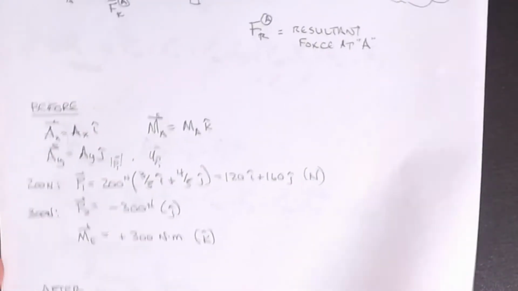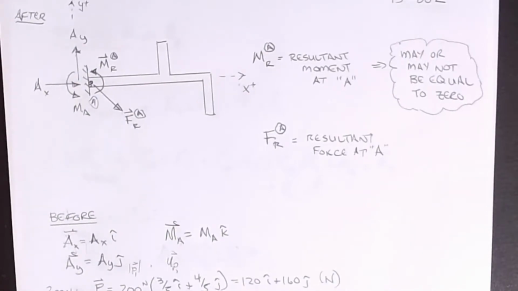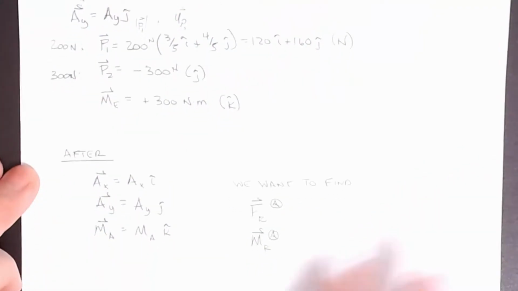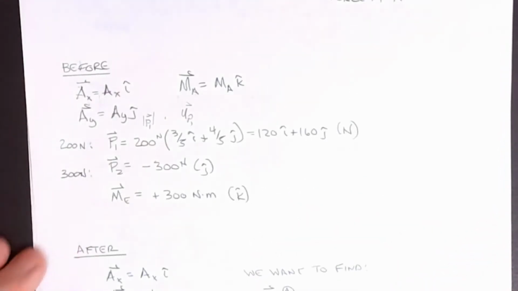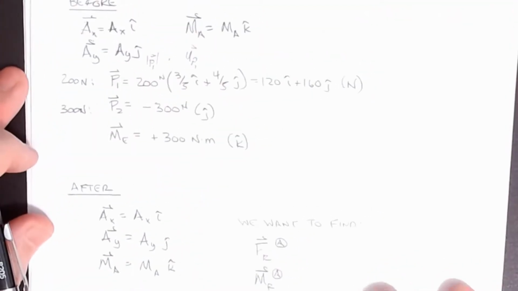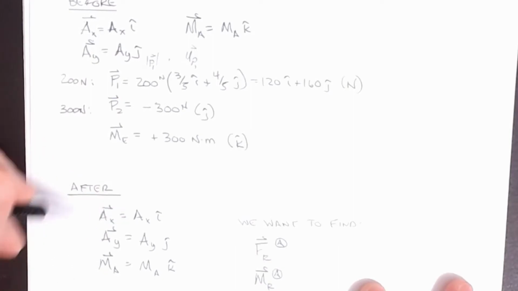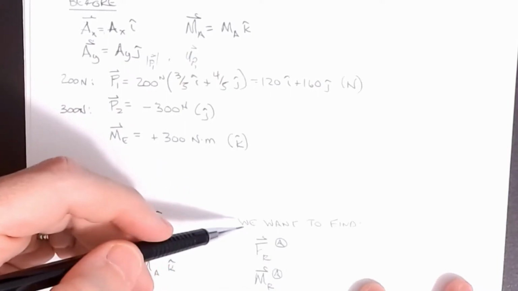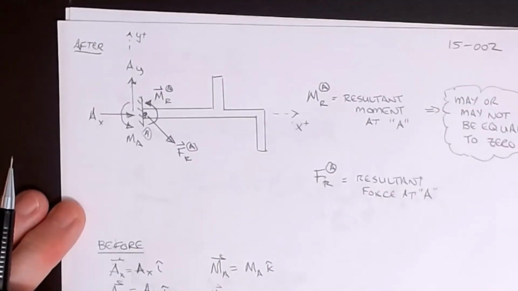Now, if we go look at what we have here, it's exactly the same problem that we had. So what we know for the after case is that the AX vector, AY vector, and MA vector are all the same as what we defined, and that's good because we want them to be the same. And then we want to find these two unknown values. This is what we're after, and that's the only thing that's showing up on this picture here.